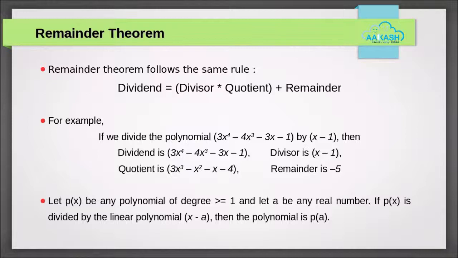Let p(x) be any polynomial with degree greater than or equal to 1 and a be a real number. If p(x) is divisible by the linear polynomial x minus a, then the remainder is p(a).